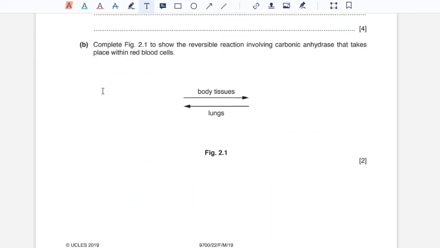B. Complete Figure 2.1 to show the reversible reaction involving carbonic anhydrase that takes place within red blood cells. So carbonic anhydrase catalyzes the formation of carbonic acid when carbon dioxide dissolves in water in the cytoplasm of the red blood cell.